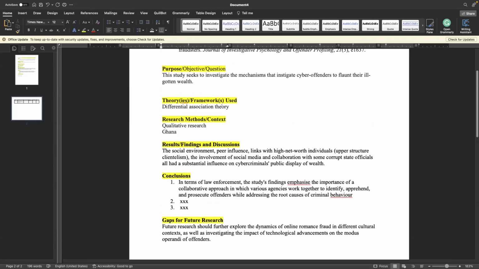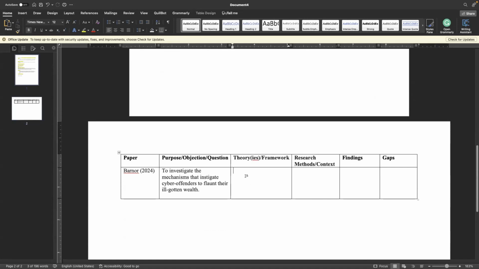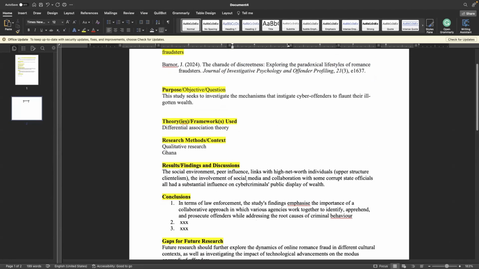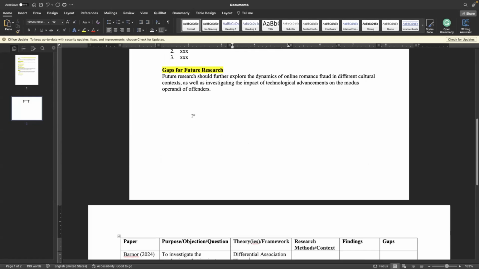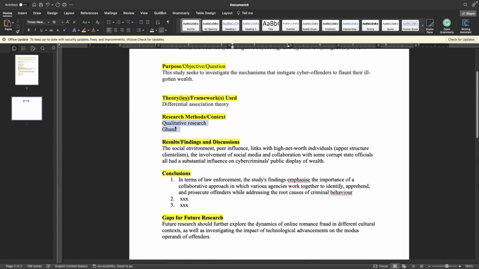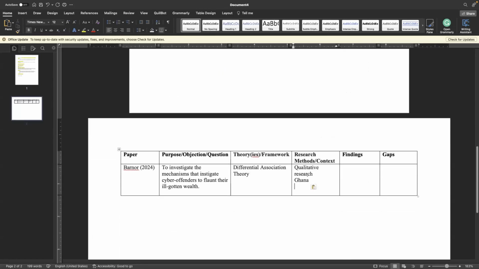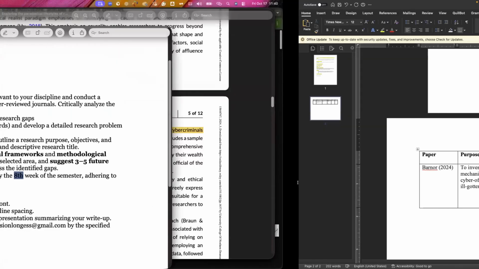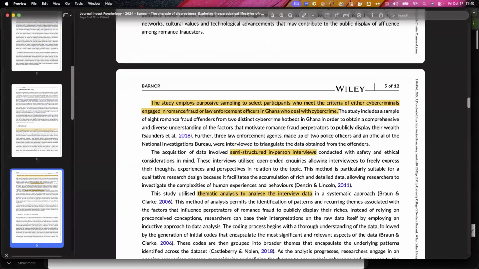Then the theory is the differential association theory. It's here. If you want to go further, you can add the proponents of the theory there, so that in case that's the theory you want to use, you can go straight to it rather than now going to look for who propounded it and all that. Sometimes there are arguments around the proponents of the theory. Okay. Then the method, qualitative, and the context is Ghana. So let's go back to the paper for now, and then semi-structured interviews.